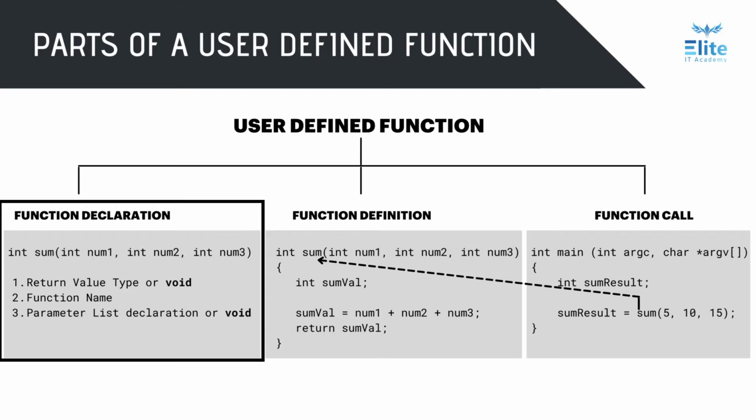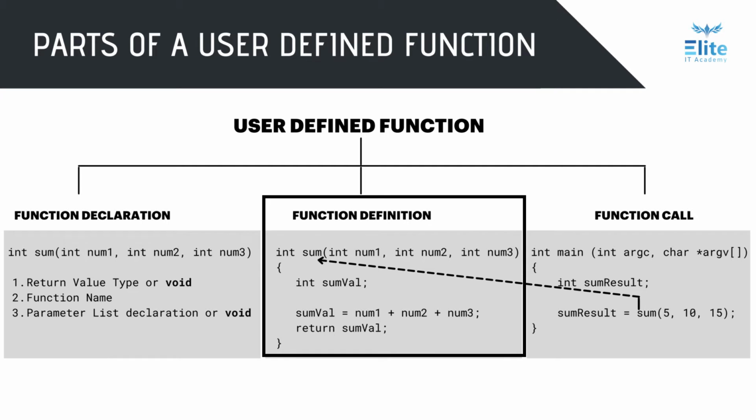Note that the function need not have a parameter list. In this case, the parameter list is specified as void. Also, a function may not return a return value, in which case it is also declared as void. The function declaration declares the function's signature to the compiler, which is used when compiling code.